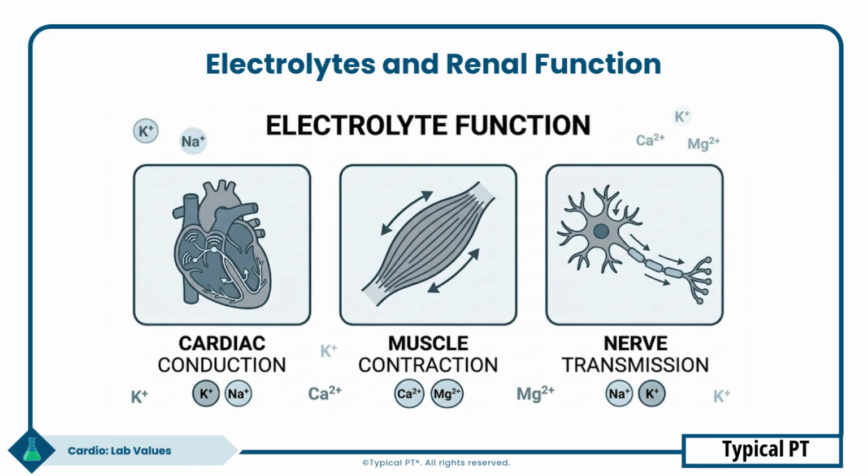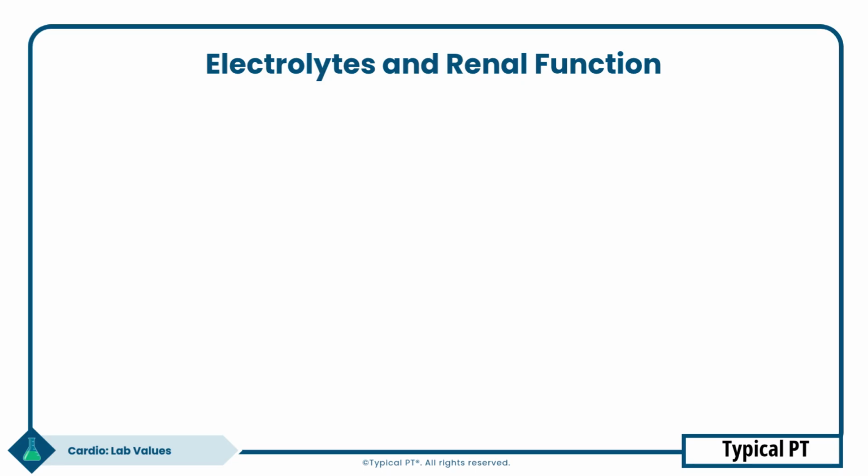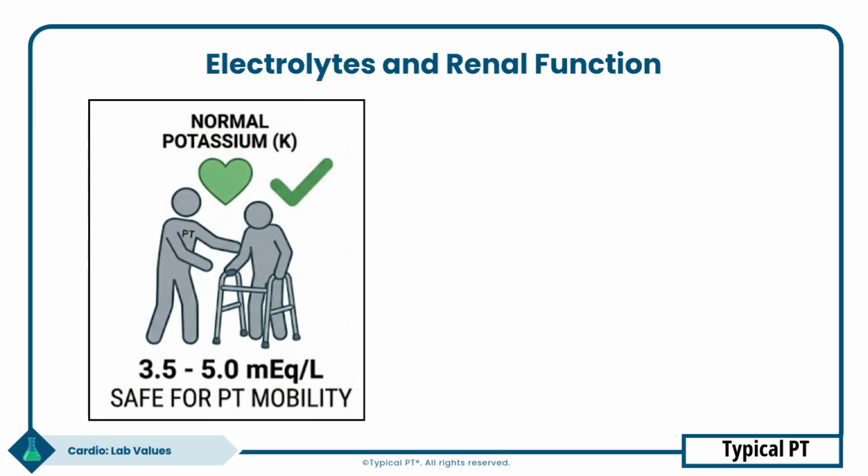Now, let's move on to electrolytes. Electrolytes are essential for cardiac conduction, muscle contraction, and nerve transmission. There are 4 to pay attention to. Potassium is the most important for PT. Normal is 3.5 to 5.0 milliequivalents per liter.